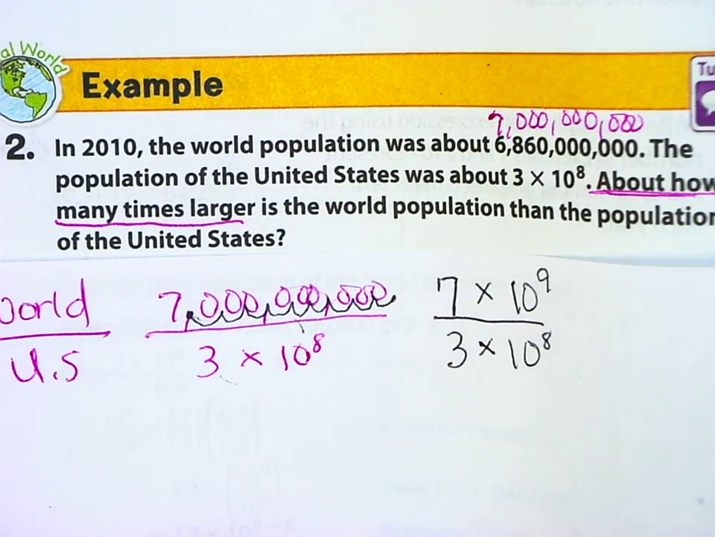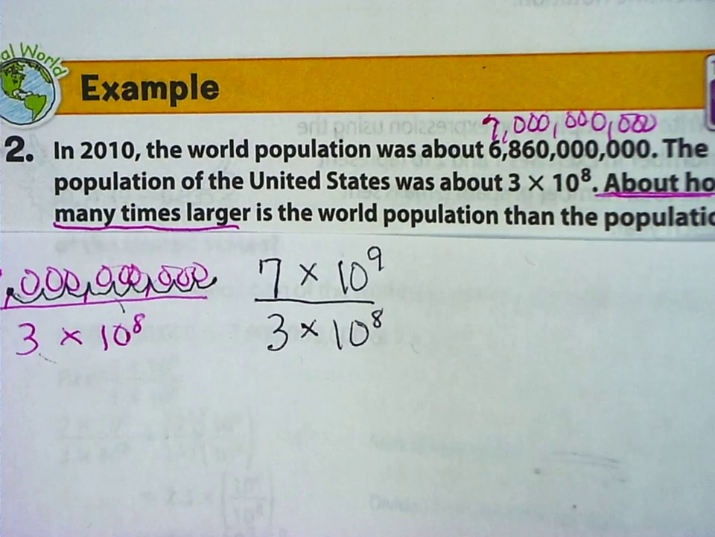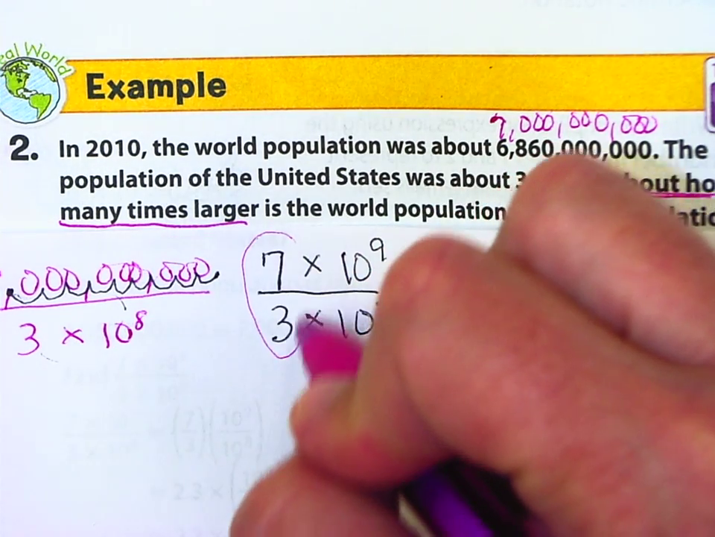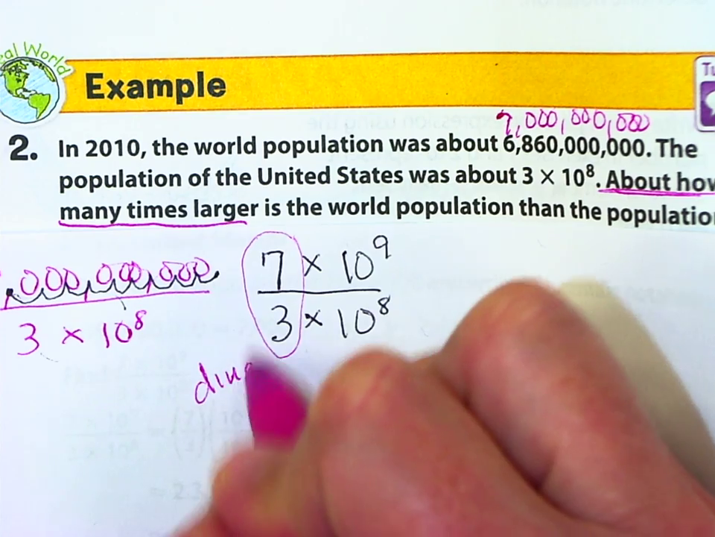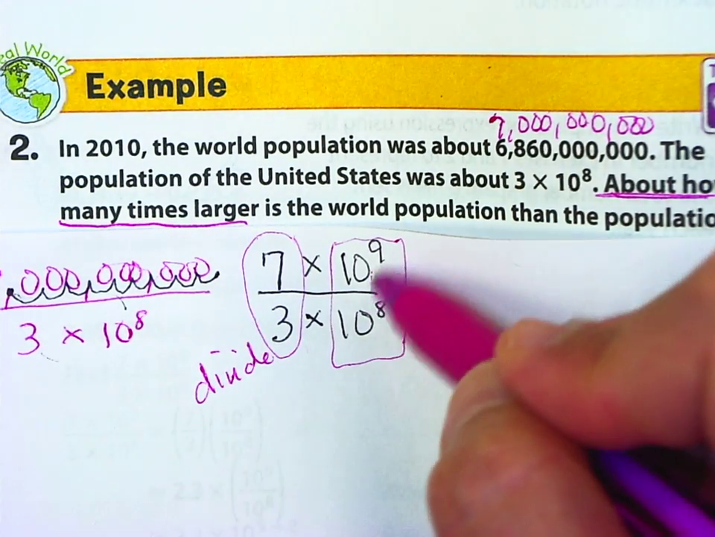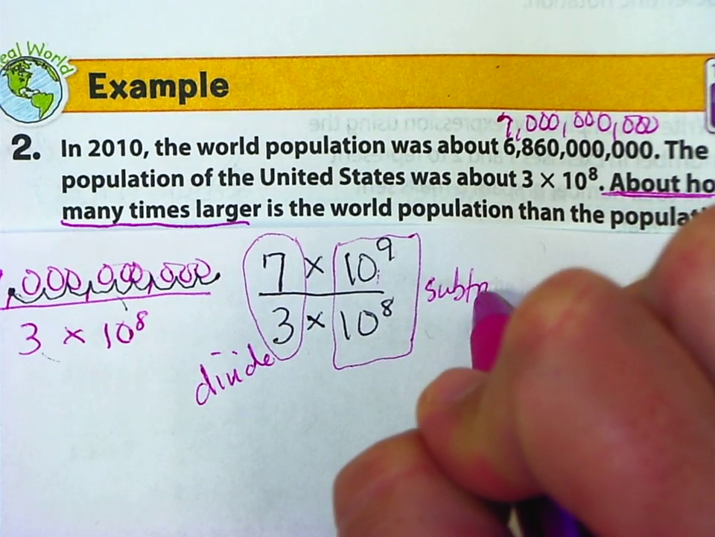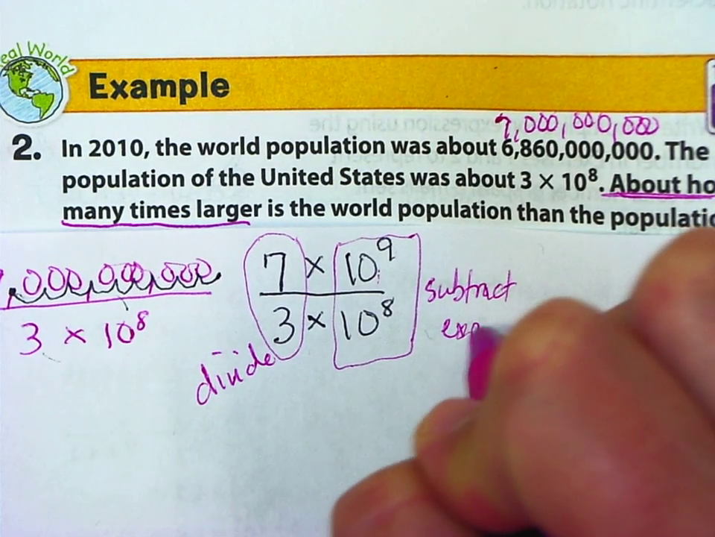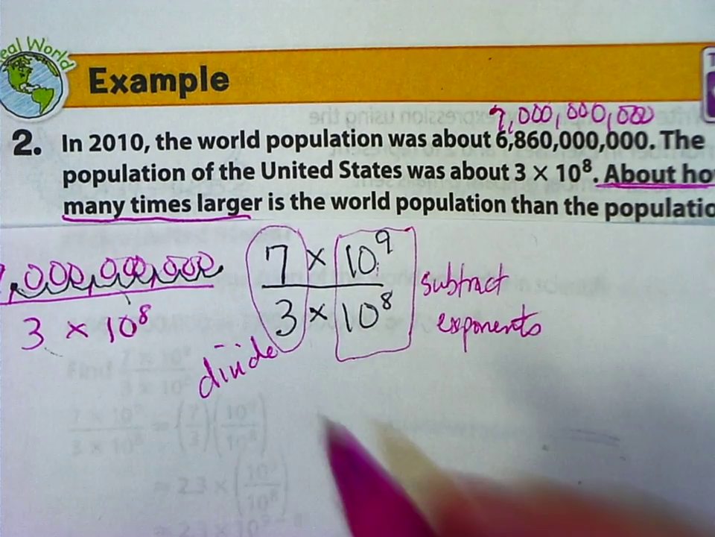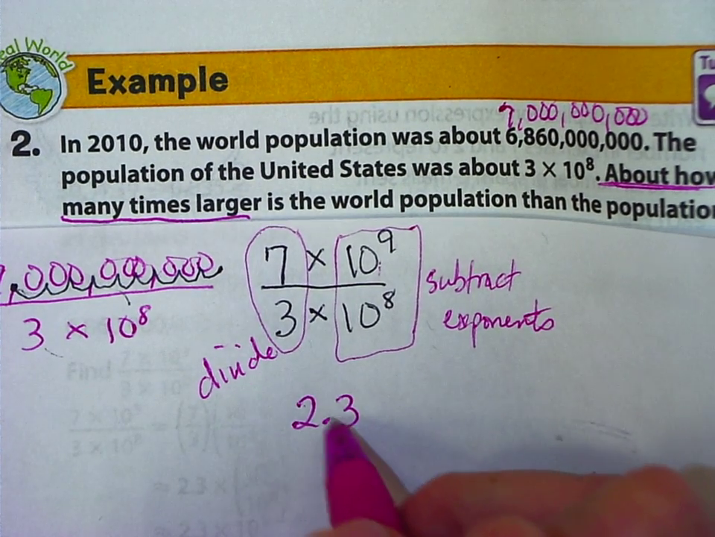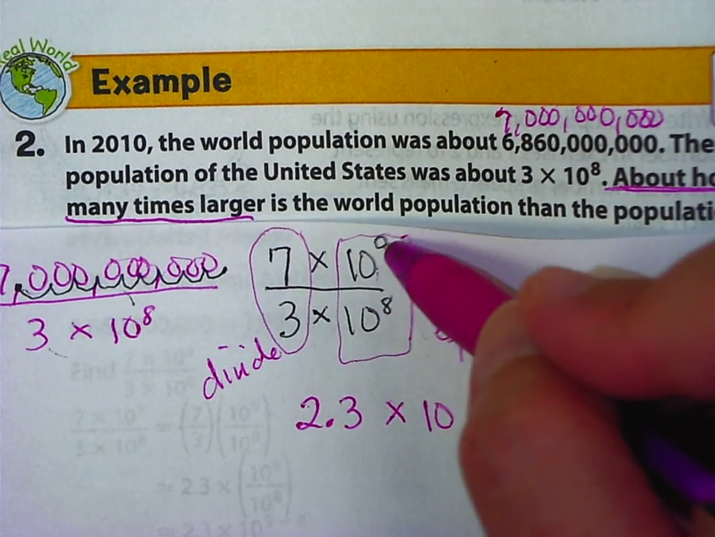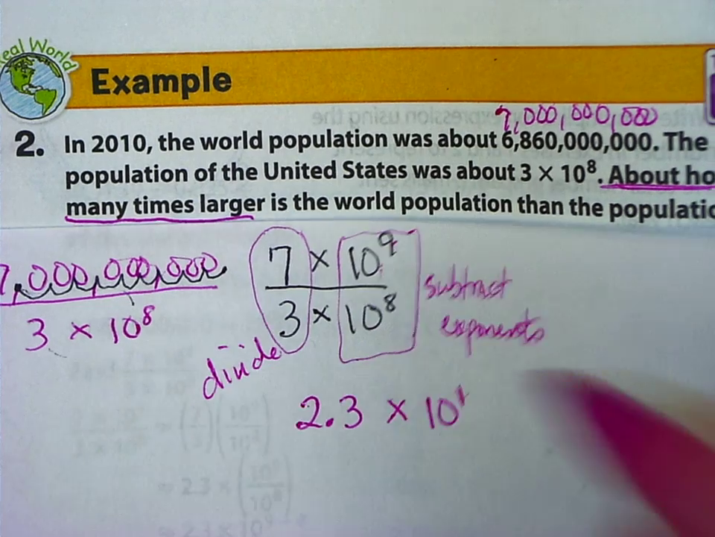Okay, so now we have a division problem. The rule for dividing scientific notation is you're going to divide these factors in front and subtract the exponents. So we're dividing the same base, you're going to subtract the exponents. Okay, so when we grab our calculator and divide, 7 divided by 3 is 2.3. We're just going to round it off to 2.3. Then we're going to write times 10 to the 9 take away 8, which is 1.